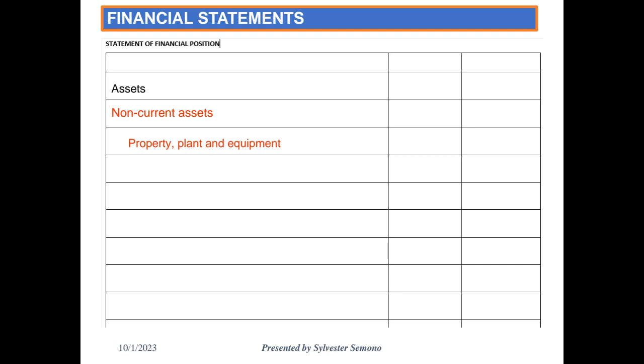So give me the amount for the land and building first. 450,000. And then what about the other one? It was how much? Equipment, 340,000. What about the accumulated depreciation? 145,000. And I'm going to minus that one, okay?